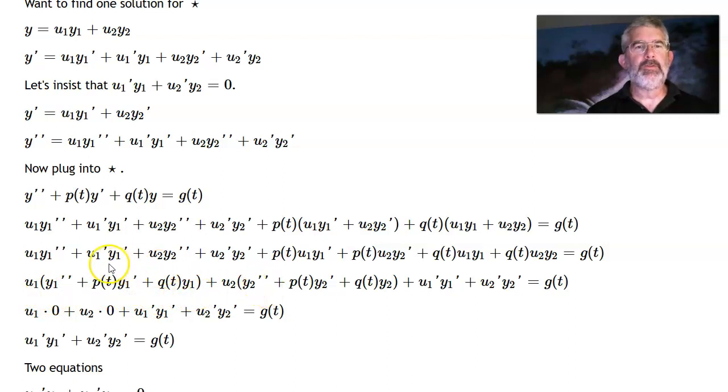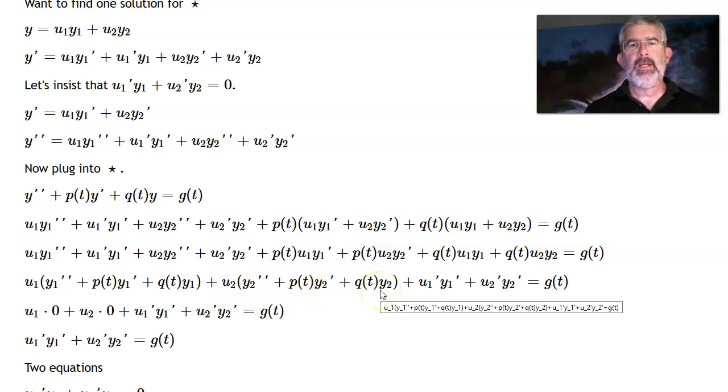Likewise, the u2. There's a u2 times y2 double prime. There's a u2 times p of t y2 prime. And there's a u2 times q y2. So those are here, the u2 times all that stuff. And then there's a couple of things left over. There's the u1 prime, y1 prime, and there must be a u2 prime, y2 prime right there. So those are right there.